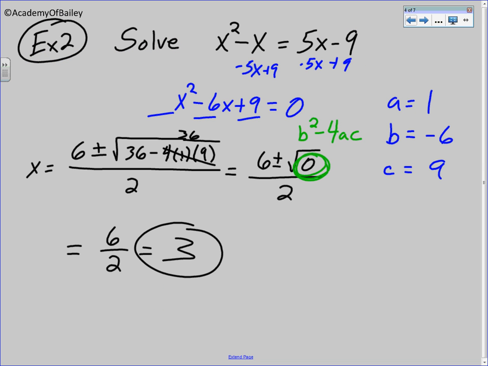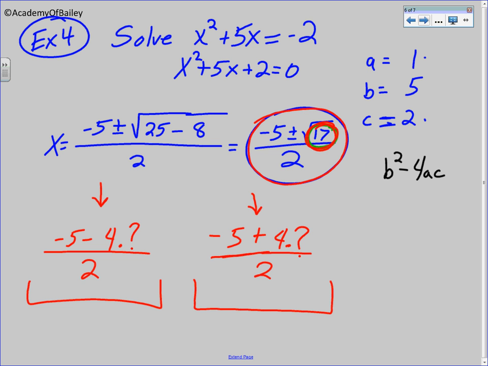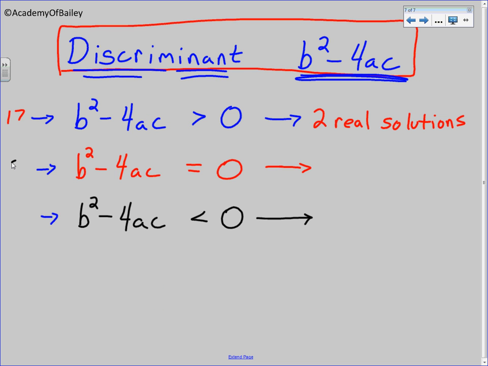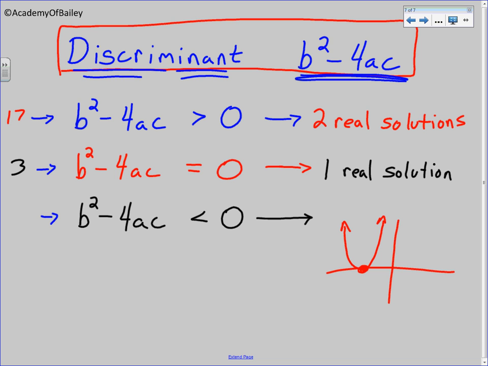How about this one? This one was equal to 0, right? It was equal to 0. How many solutions? Looks like a 3. Equal to 0. 3 was equal to 0. How many real solutions? Well, there was 1 real solution there. And that graph would look something similar to this. The parabola comes down and touches once. It sits on the x-axis there, and that is your 1 real solution.